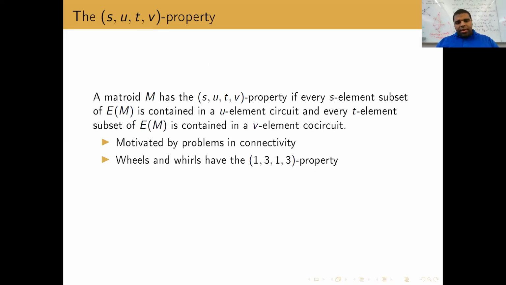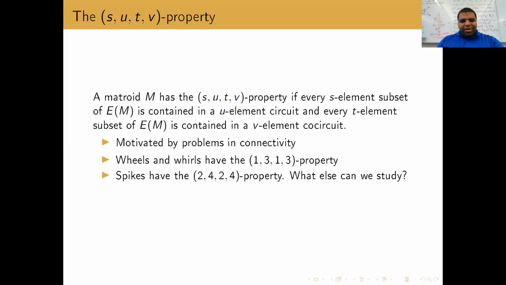Again, the wheels and whirls theorem has to do with 3-connectivity here. So this is motivated by problems in connectivity, and wheels and whirls have the 1-3-1-3 property. Every single element is in a 3-element circuit. Every single element is in a 3-element co-circuit. And spikes have the 2-4-2-4 property. Every pair of elements is in a 4-element circuit and in a 4-element co-circuit.